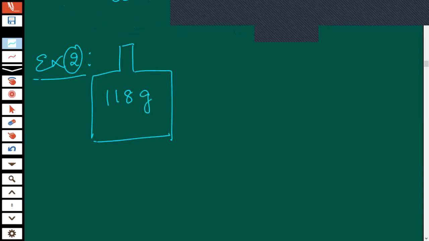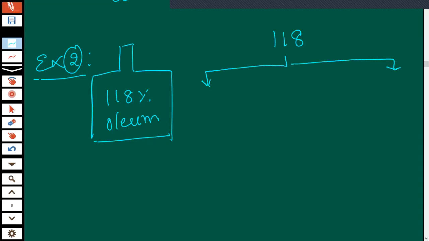118 gram, children. 118% oleum. What is our duty first? Our duty is to divide the 118 gram of oleum into 2 parts. How much is the original sample? 100 gram, 100 grams of oleum. How much water have you added? 18 gram of water.